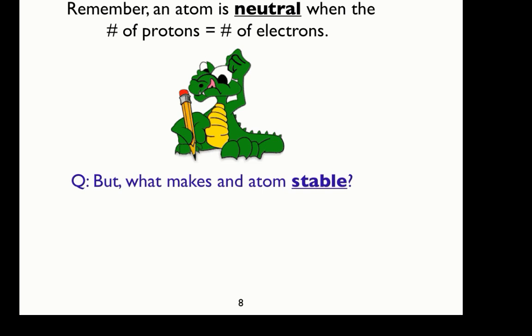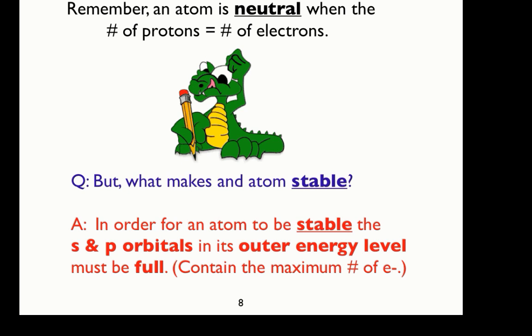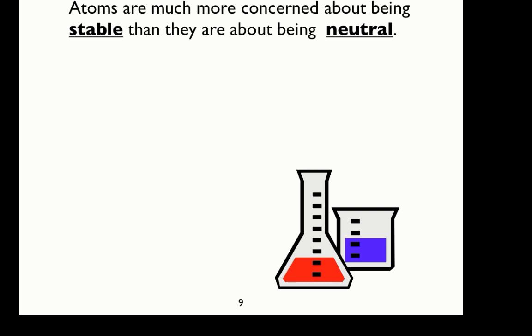So that's fine, but the question is, what makes an atom stable? So they can be neutral and stable, or neutral or stable, or whatever. So what is it that makes them stable? Some of you guys know. Think about it. It has to have a filled outer valence shell. So it has to have filled S and P orbitals in its outermost energy level. So that means how many for most of them? 8. You got it.